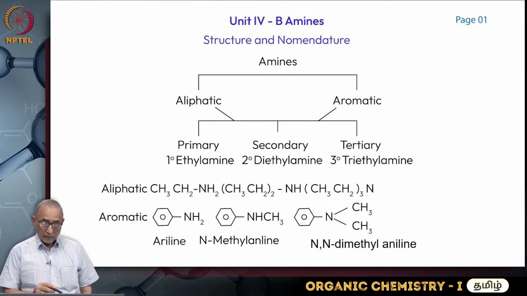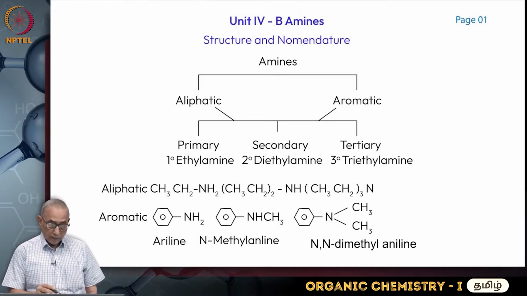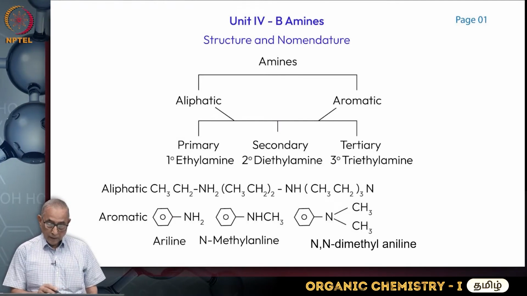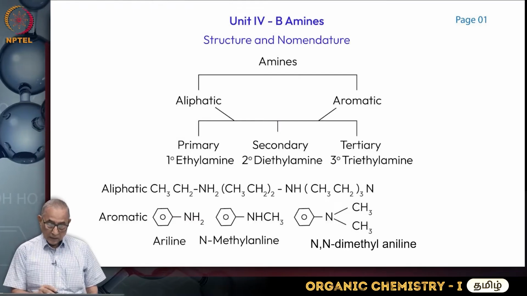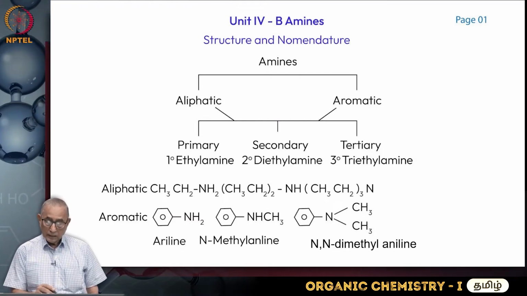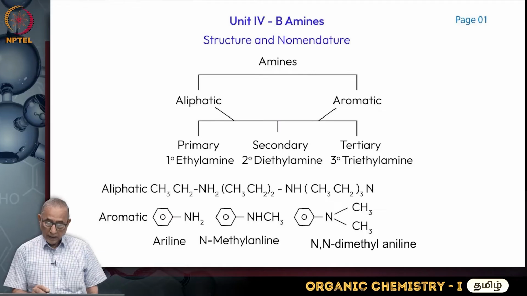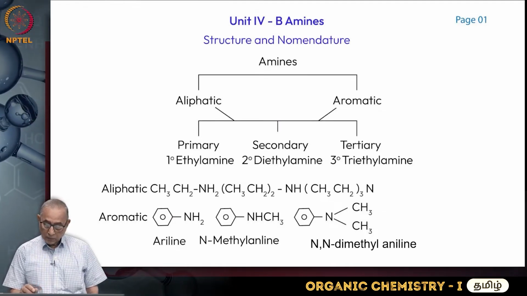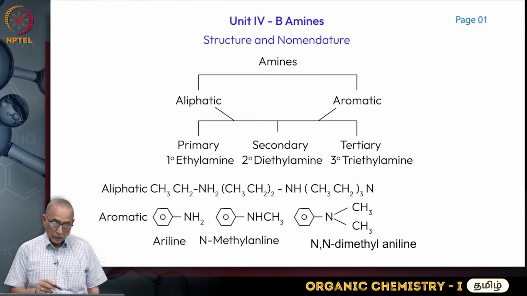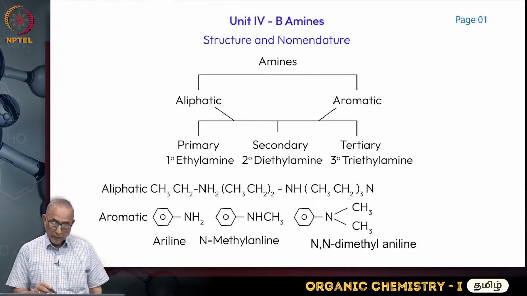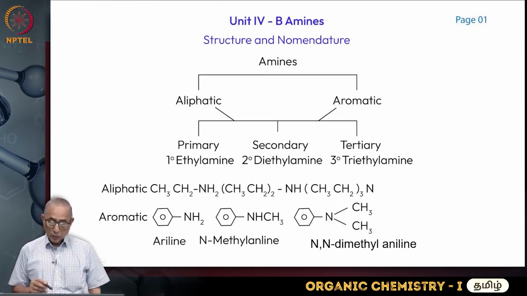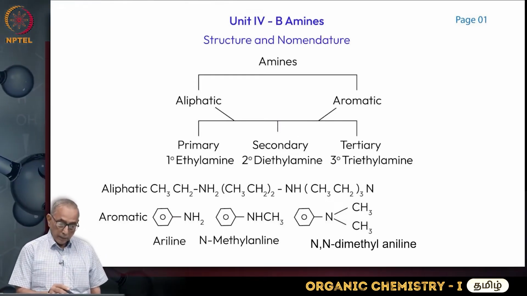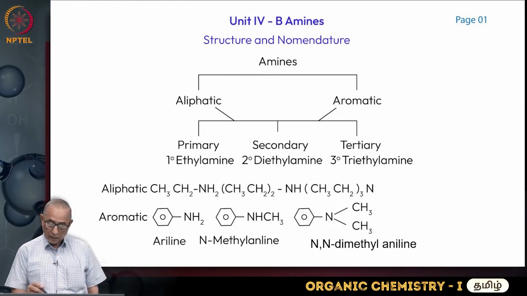Now these are structures of some of the amines. This is ethylamine, CH3CH2NH2. This is diethylamine, CH3CH2 twice, two ethyl groups and NH. Here there are three ethyl groups, CH3CH2 times 3, on N. So as you attach more and more ethyl groups, first you get NH2, then NH, then N. This is called the primary amine, this is secondary amine, this is tertiary amine.